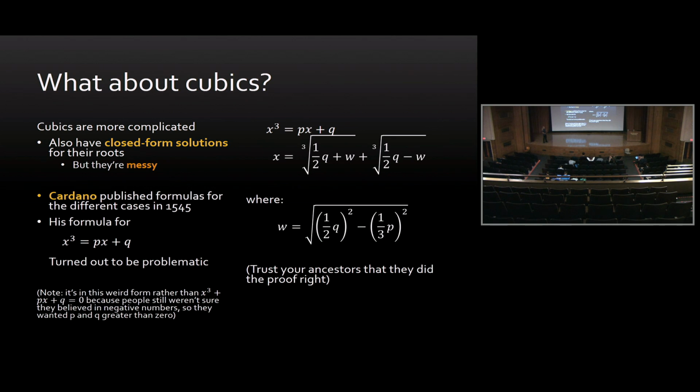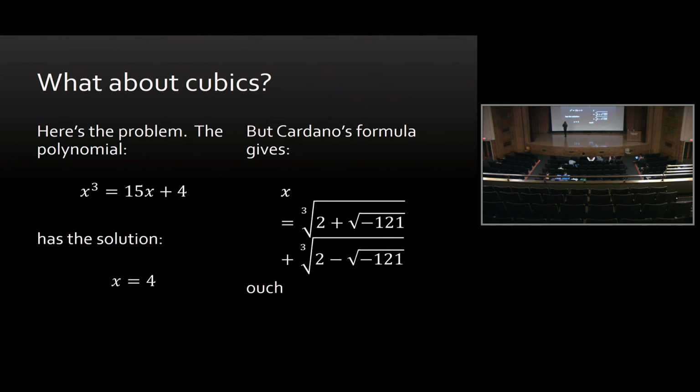This is the evil cubic equation that forced European mathematics to accept imaginary numbers. Cardano came up with the formula for solving things of this form. Here. And for this particular cubic, you have the property that it has the solution x equals 4. But Cardano's equation for it has square roots of negative numbers in it. It's kind of a problem.